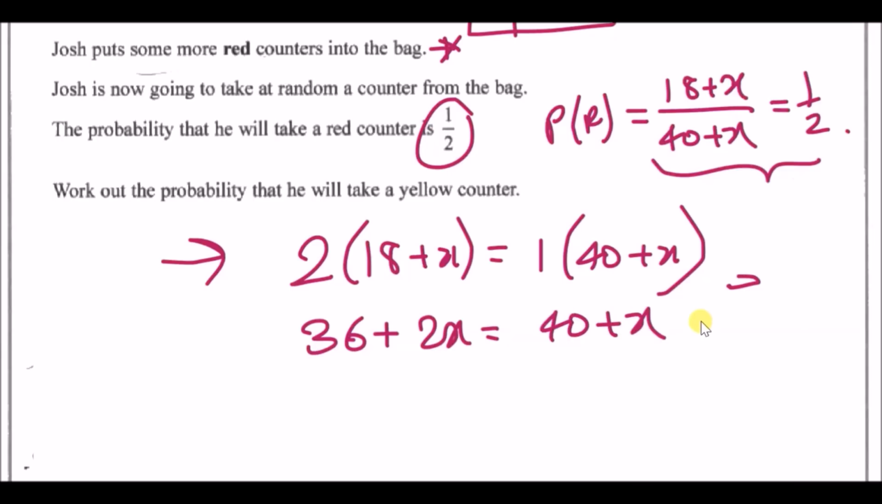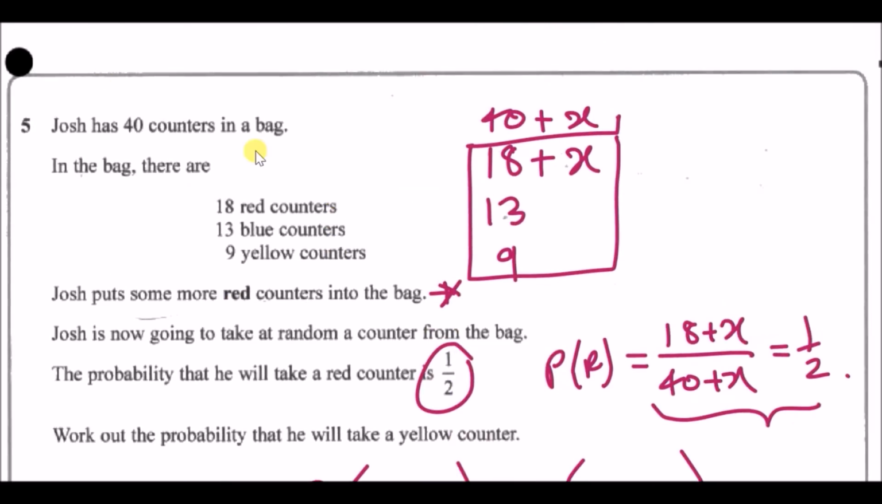Now moving the x's to the left side and the non-x's to the right. So in other words, subtracting x, 2x goes down to 1x, and subtracting 36 across, 40 goes down to 4. So x is 4. That means there were actually 4 more reds added on. So this means that the total of 40 should have been now 44.